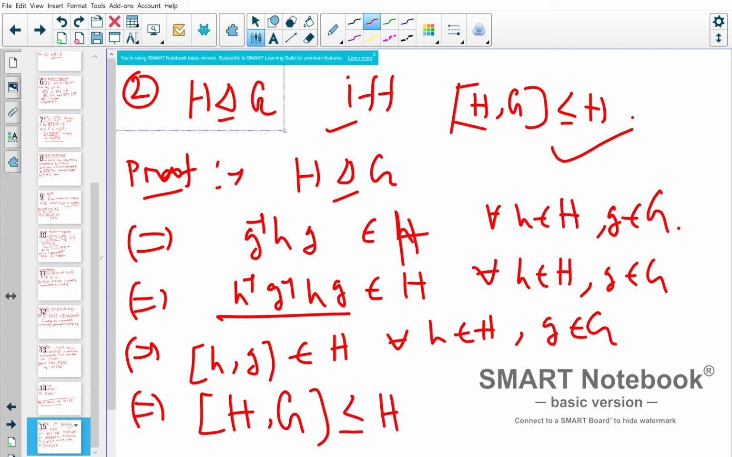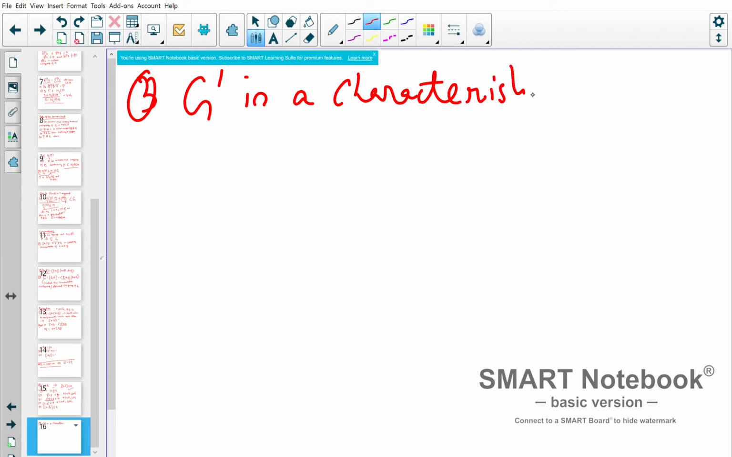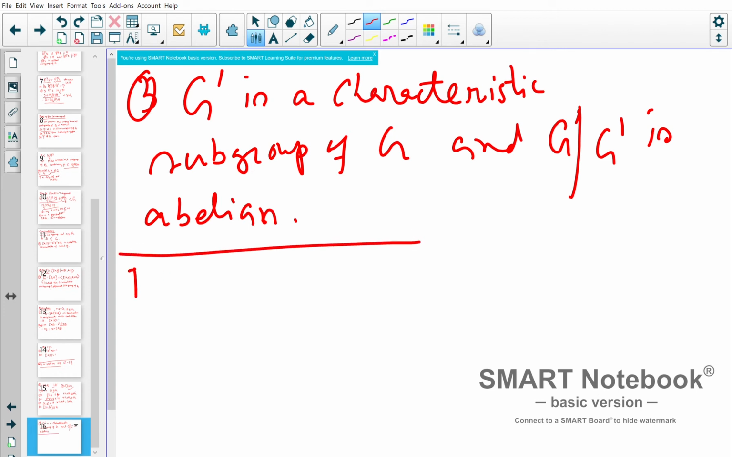Another important observation is that the commutator subgroup, or derived subgroup, is always a characteristic subgroup. So property 3: G dash is a characteristic subgroup of G, and not only that, the quotient G mod G dash is abelian. Now, how do we prove this kind of statement?